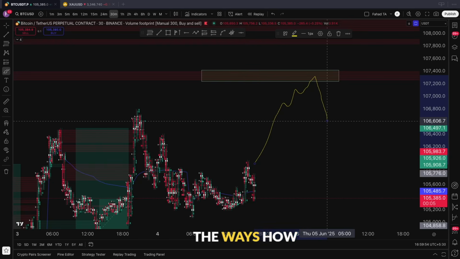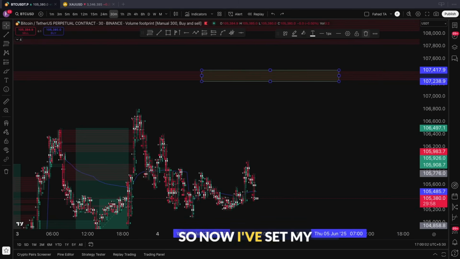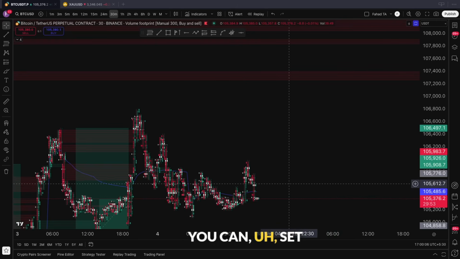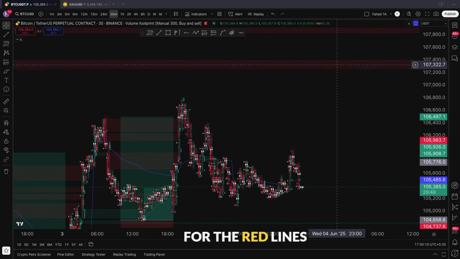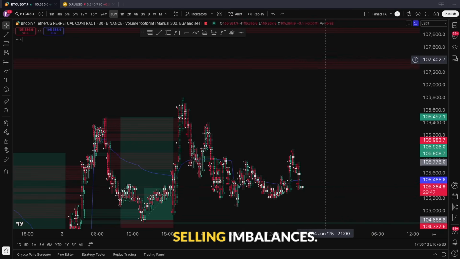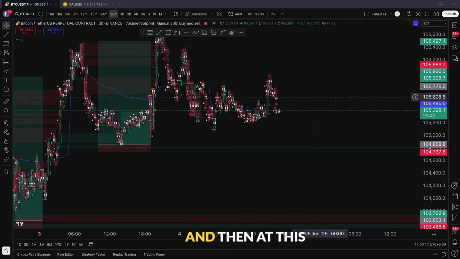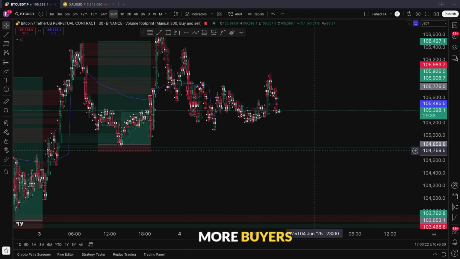All right, that is one of the ways footprint helps you spot reversal pointers, with the imbalances. So now I've set my imbalance at 300%, but again, as I said, you can set it at any percent you want. Similarly, the red lines that you see are the selling imbalances. So in this area, there are 300% more sellers than buyers. And at this particular level, there are 300% more buyers than sellers.